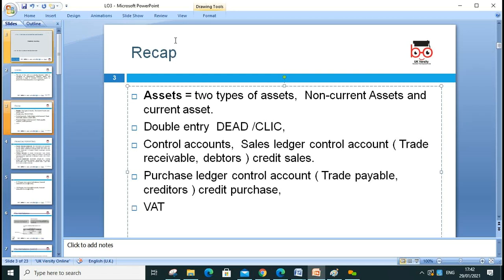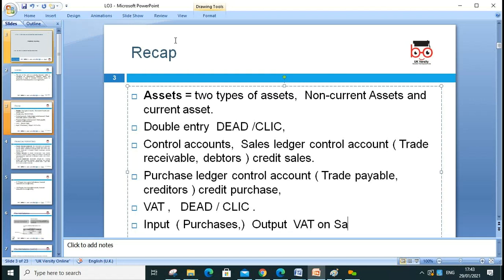We learned about VAT. We said VAT always goes on the same side, whichever side the debit or credit goes. We learned about input VAT, which means VAT on purchases, on expenses, which we can refund. And we discussed output VAT, which means VAT on sales. That's what we learned, and we prepare accounts.